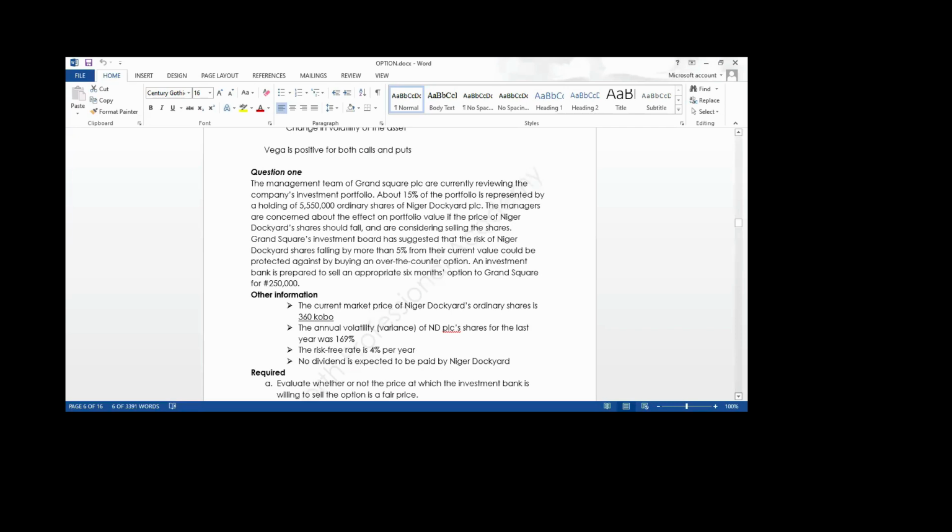An investment bank is prepared to sell an appropriate 6-month option to Grand Square for $250,000. A bank has offered to sell us an option for $250,000. That means the investment bank wants us to pay a $250,000 premium as option premium. Once we pay this premium, the investment bank will give us a right to sell our shares.